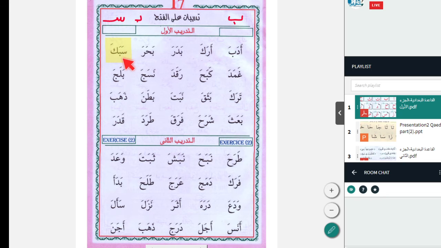Next to sa, a letter with 1 dot below. A letter with 1 dot below is only this one. So, sa, ba, ka. Yes, you're correct. Ka. Sa, ba, ka. Sabaka. Very good. Let's move to another one.